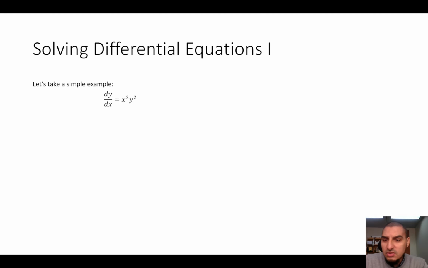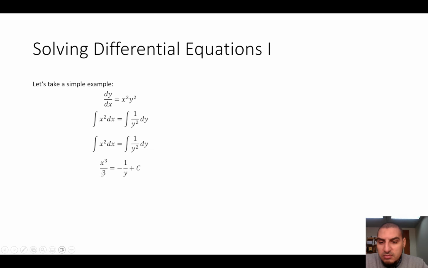So let's take an example of a simple ordinary differential equation, which is dy by dx equals x squared y squared. And if we want to integrate this differential equation, it will be simply by separation of variables, meaning that we will have x squared dx and then 1 over y squared dy, and then we will just integrate. We add 1 to the power and divide by the new power, and for the y side, the integral of 1 over y squared is negative 1 over y, and then we add this c, which is the constant of integration.